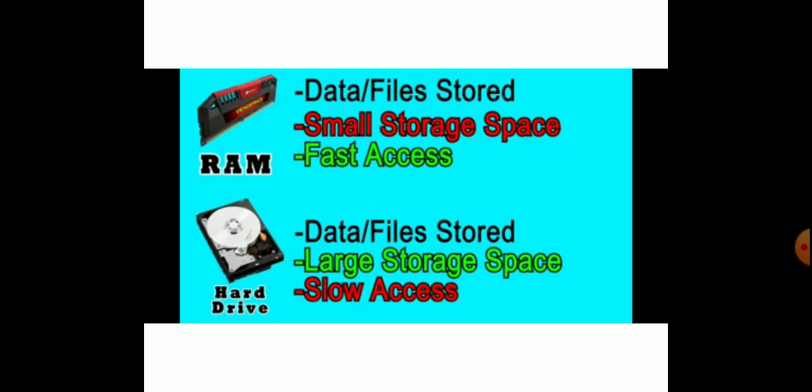Whereas hard drive also can store the data or files. It has large storage space, but it can be accessed slowly. It is not the fast access memory. It is slow access memory. Here I give you the figure of RAM and a hard drive. This figure explains the storage capacity of the RAM and a hard drive.